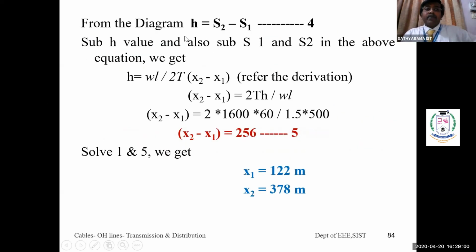So from the diagram, what is it? Your main diagram: h is equal to S2 minus S1. Substitute your S1 and S2 values in the above equations, and you get h is equal to WL divided by 2T times (X2 minus X1). So from this we are getting X2 minus X1 is equal to 256.